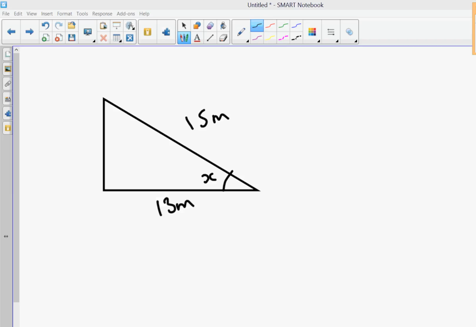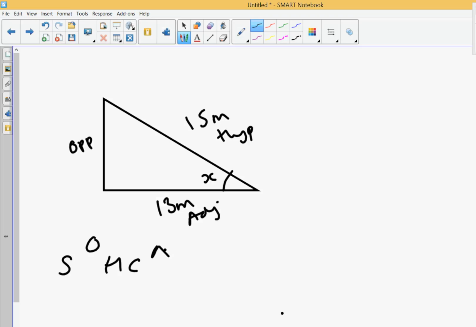This video is going to be about how we find missing angles in right-angled triangles using trigonometry. So as we learned in lessons, we need to label the triangle. So that's the hypotenuse, the opposite, and the adjacent. Write down our SOHCAHTOA thing, and we tick off what we know and what we want to know.